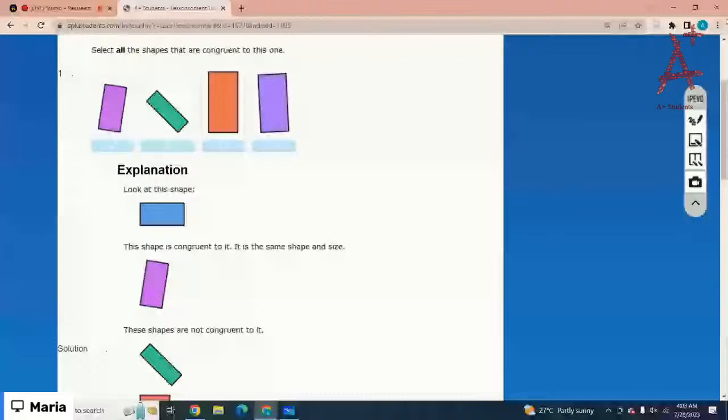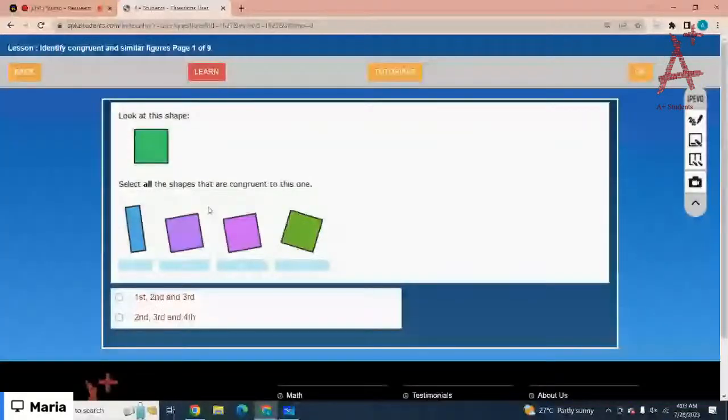Okay, look at this shape. Select all the shapes that are congruent to this one. So which shapes are congruent to the given one? Second, third, and fourth. They are congruent to the given shape. So the correct option is the second one. Second, third, and fourth, they all are congruent to the first shape.